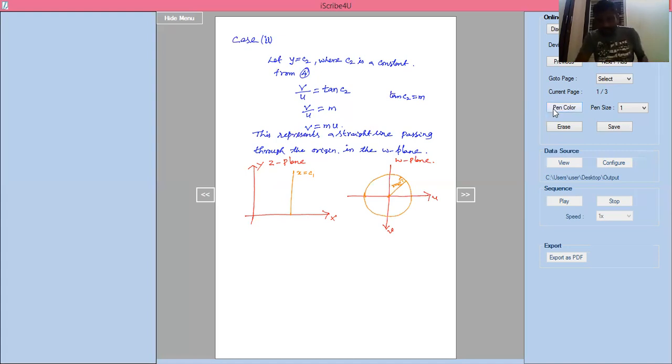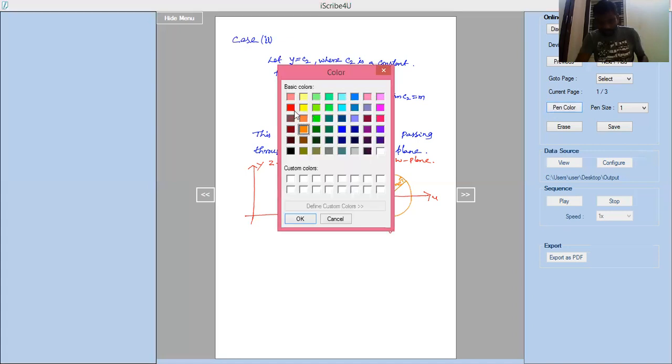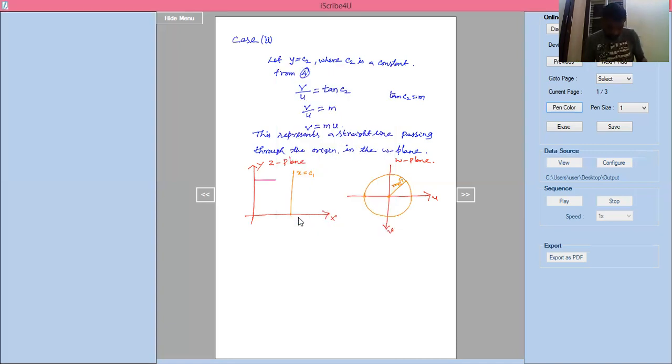Similarly, another one, y equal to c2. Where is that y equal to c2 line? This is the line y equal to c2. How will it happen? Whenever y equal to c2 is given, it comes into straight line form. It's a straight line passing through the origin. This line I'll say is v equal to mu.